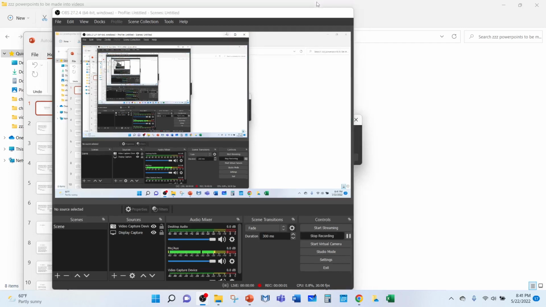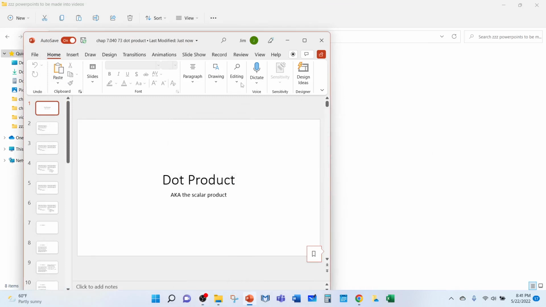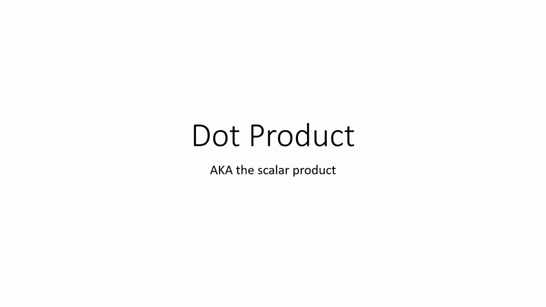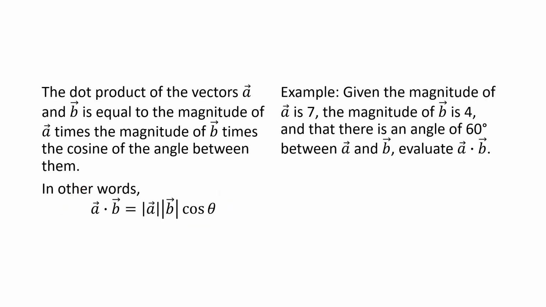In this video, we're going to talk about the dot product, sometimes also called the scalar product. The dot product of the vectors a and b is equal to the magnitude of a times the magnitude of b times the cosine of the angle in between them. So in other words, a dot b is equal to magnitude of a, magnitude of b, cos theta.